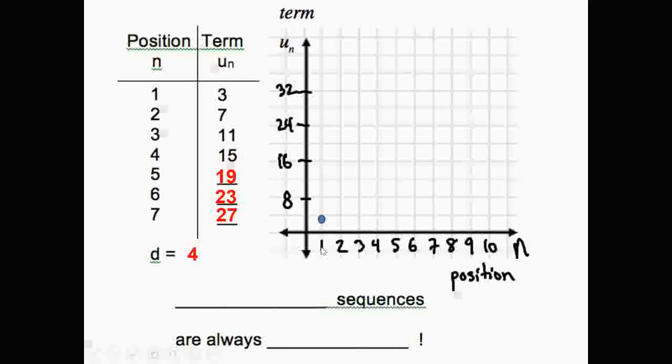Let's graph it. Term number 1, position n value 1, is 3. N value 2, we have a value of 7. N value 3, a value of 11. Let's keep going. Notice when you line these up, if you were to draw a line through them, they are following a linear pattern. We're not drawing a line through them, however, because when we talk about sequences, they are discrete. We have term 1, term 2, term 3. We don't have term number 1.5 or 2.3. Those are the values, but you can see clearly they are linear. So arithmetic sequences are always linear.